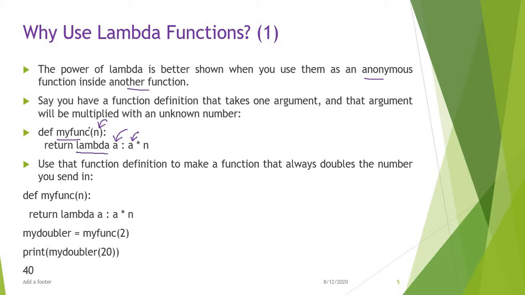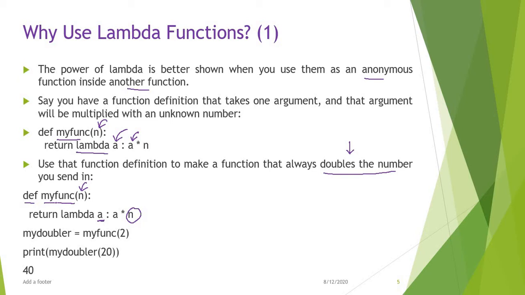So let us write a simple code. Use the lambda function to make a function that always doubles the number. If I give some number as the input, it should double. First, I have defined a function using the def keyword. It takes n as the input. The objective is to double this a, so I am multiplying a by n. So this n should be 2. If I want to triple, this n should be 3.